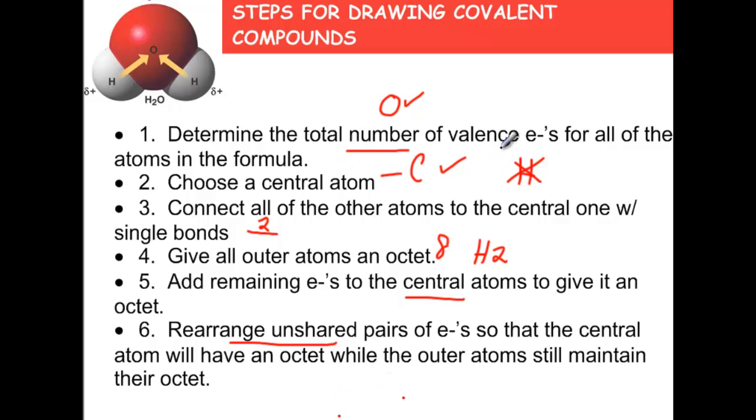So first, count up total number of valence electrons, create a pool or a bank of electrons that they can all divvy up and use. You're going to figure out which one's your central atom. You're going to connect all the other atoms to the central one with single bonds. You're going to give all the outer guys an octet. Anything left over goes on the central atom. And then you're going to do some rearranging to make sure that everybody has an octet, including the central atom, because sometimes that doesn't have one, everybody else does, and you ran out of electrons to use.